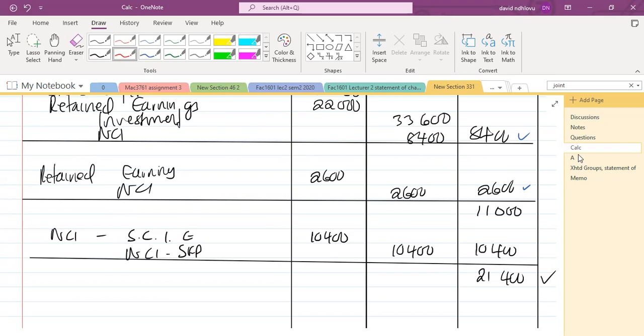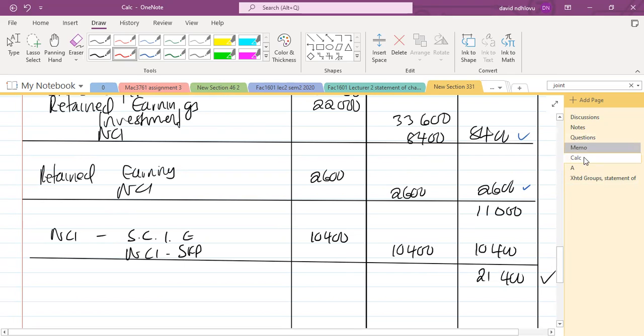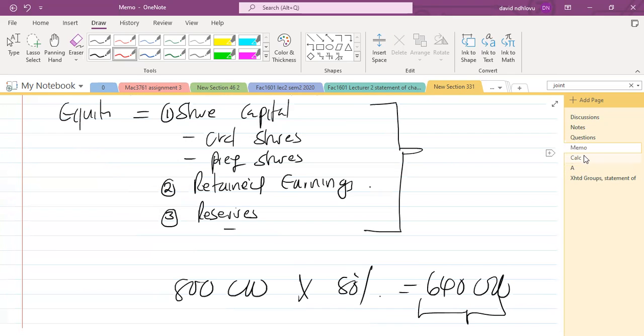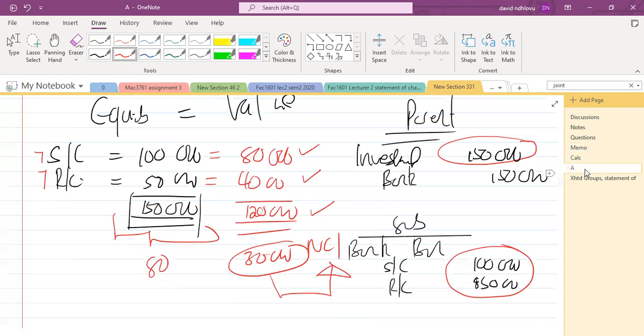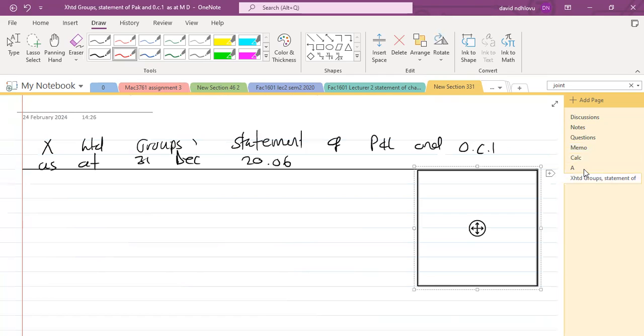Right, once we have that, then we can do our financial statements, starting with the statement of profit and loss and other comprehensive income. Where did I put that statement of profit and loss? Yeah, I think we are here.